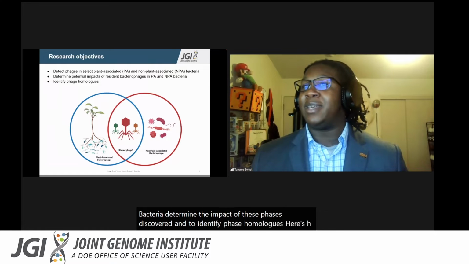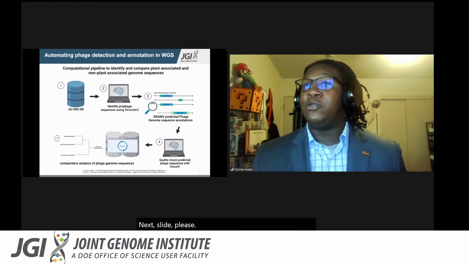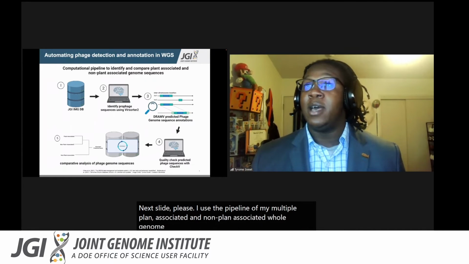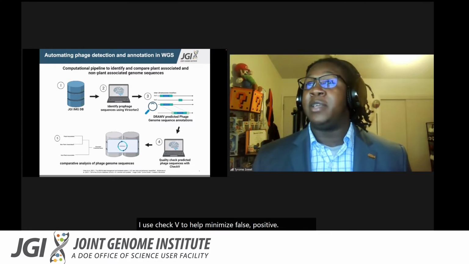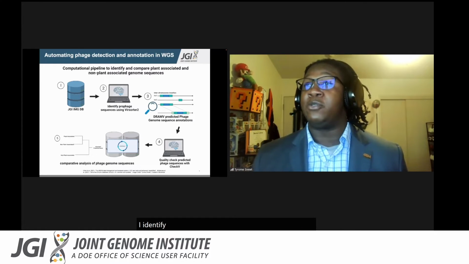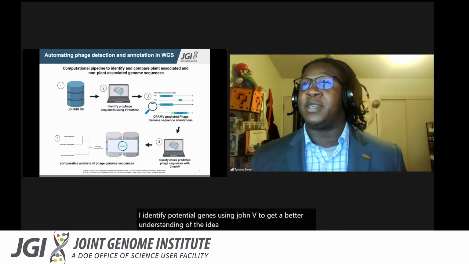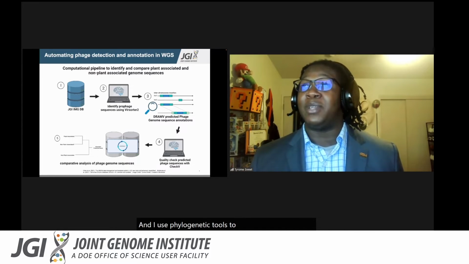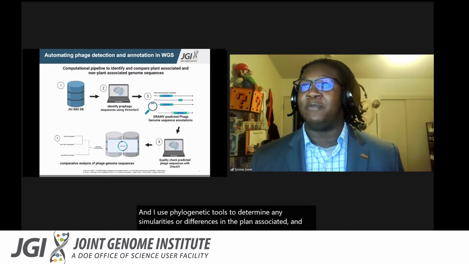Here's how I did it. I used the pipeline on my multiple plant-associated and non-plant-associated whole genome sequences. I used CheckV to help minimize false positives. I identified potential genes using DRAM-v to get a better understanding of the identified phage's impact, and I used phylogenetic tools to determine any similarities or differences in the plant-associated and non-plant-associated phage.